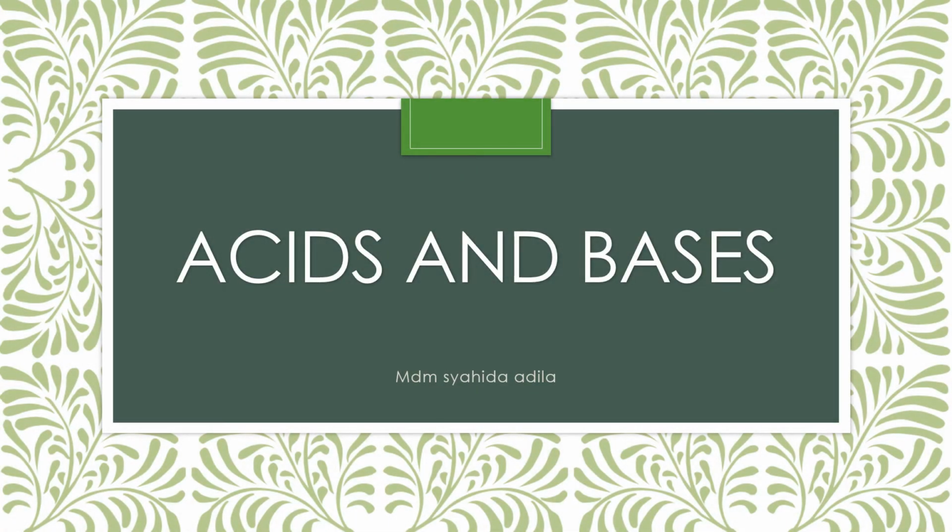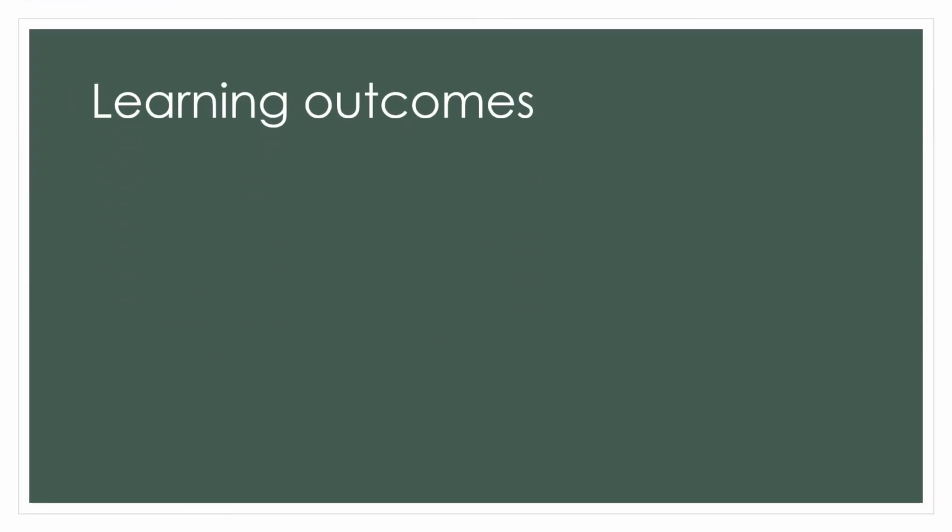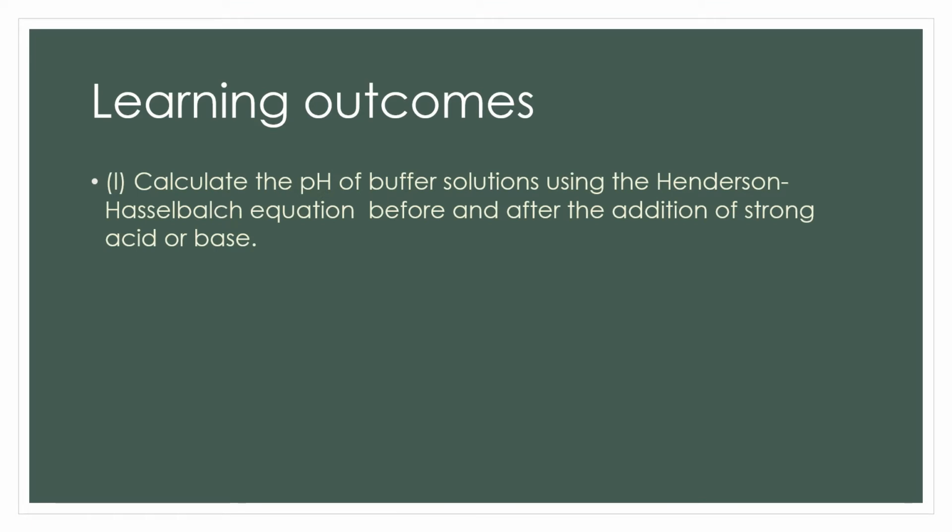And good morning. So today we're going to continue with acid and base 7.1. Outcomes. For today we're going to cover the learning outcomes: calculate the pH of buffer solution using the Henderson-Hasselbalch equation before and after the addition of the strong acid and base. But before we go through the calculation part, we're going to go through how the buffer works.